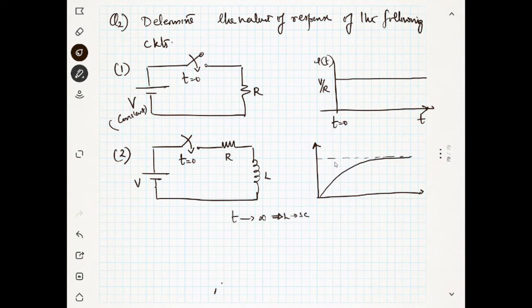This is a first order circuit, because there is only one inductor. This is a zero order circuit. There is no order, because there is no energy storing element. The order of the differential equation governing this circuit is zero, because there is no differential term. But here there is an inductor, so there is a differential term. One differential term means a first order differential equation, which means it has an exponential response. So first order and exponential are the same. I hope it is clear to you. First order means exponential response.